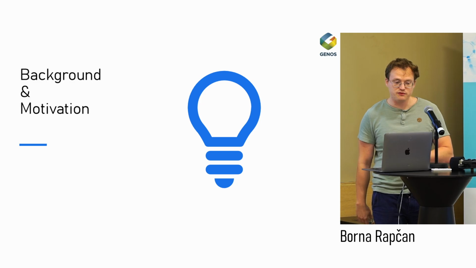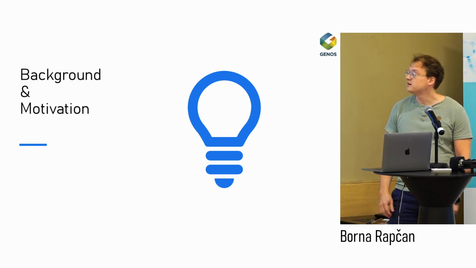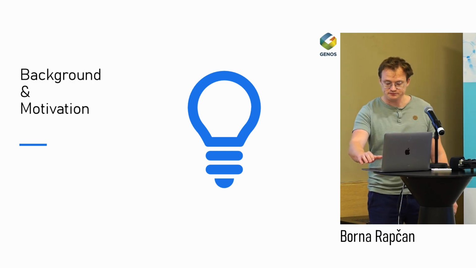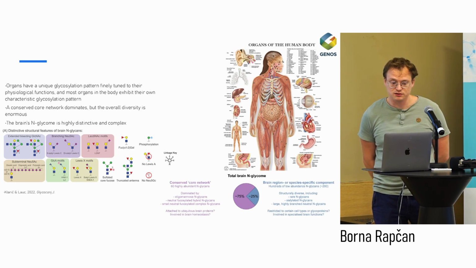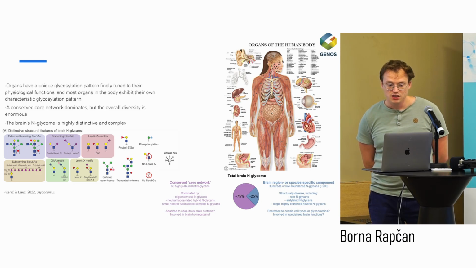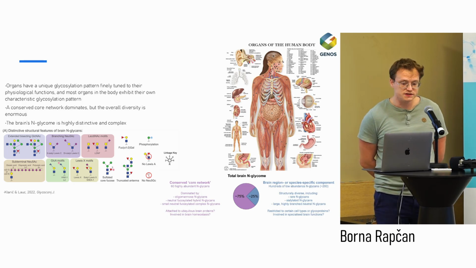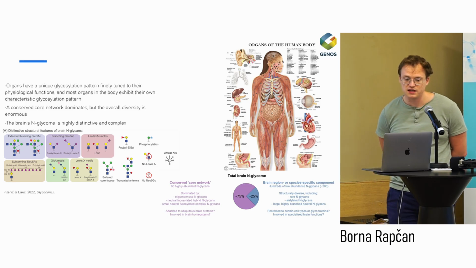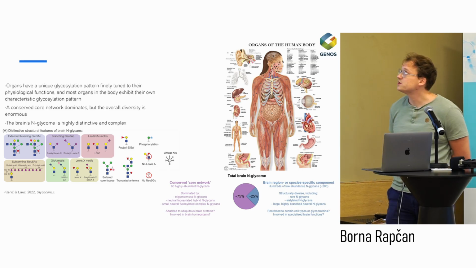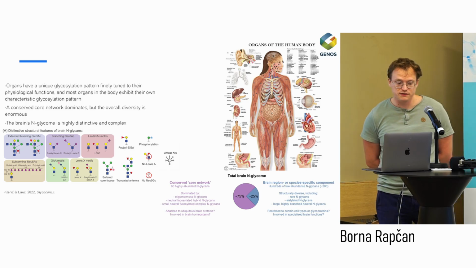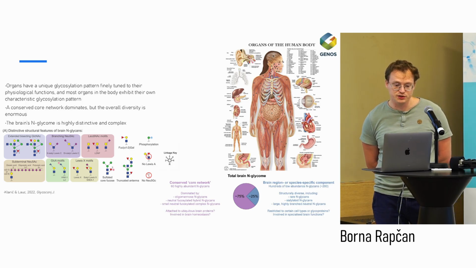So let's start with the first part of our lecture, the background and motivation. So first, the background, of course. Thomas already gave a nice lecture on phosphorylation and its importance in brain glycans. And I would like to start by prefacing that organs have a unique glycosylation pattern, which is tuned to their specific physiological functions, and most organs in the body exhibit their own characteristic glycosylation pattern. And the brain is exactly like that.